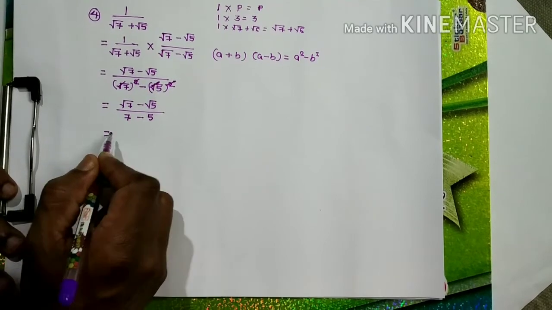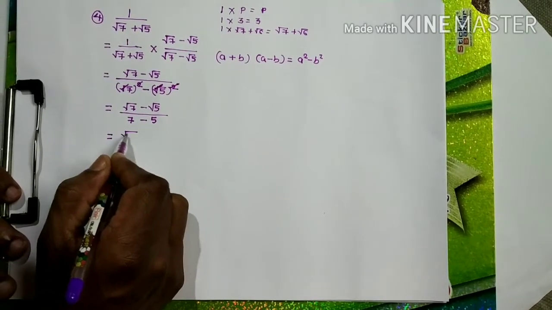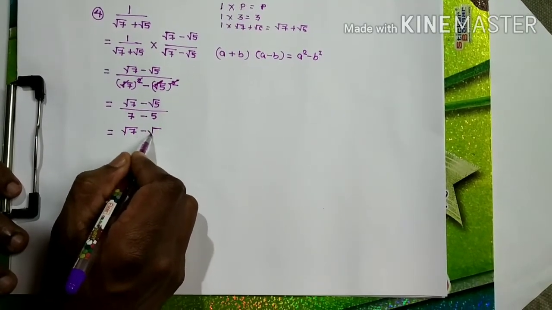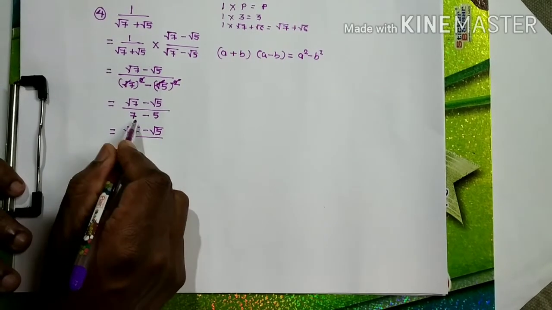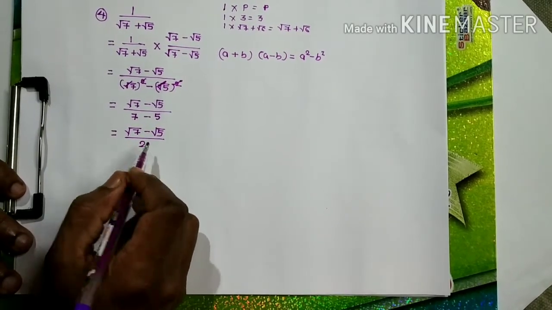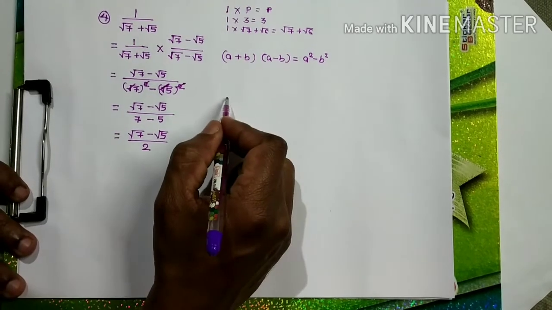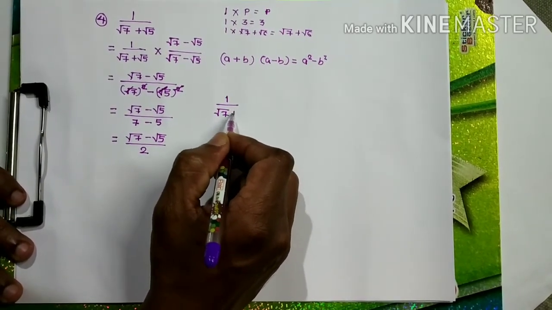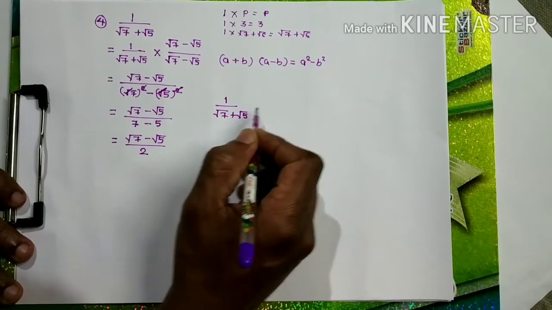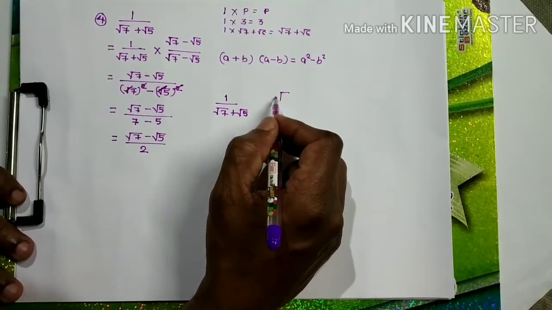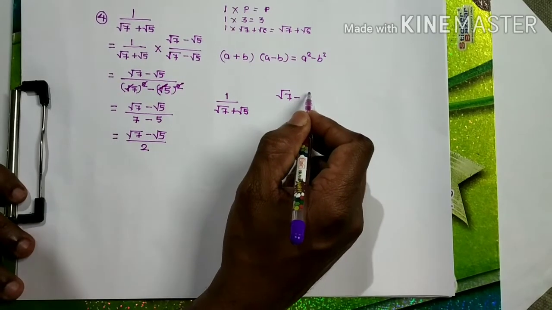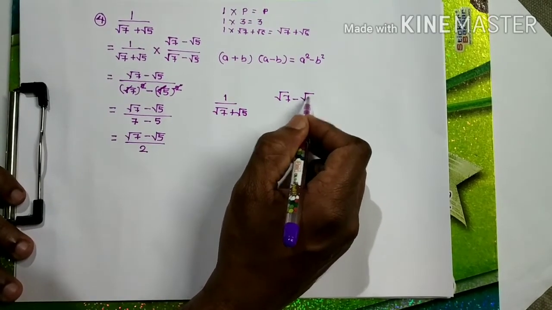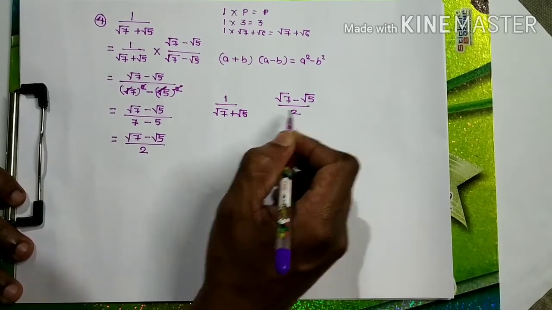Next step is equal to root 7 minus root 5 divided by 2. So this is the final answer. The example was 1 upon root 7 plus root 5, and the final answer we got is root 7 minus root 5 divided by 2.